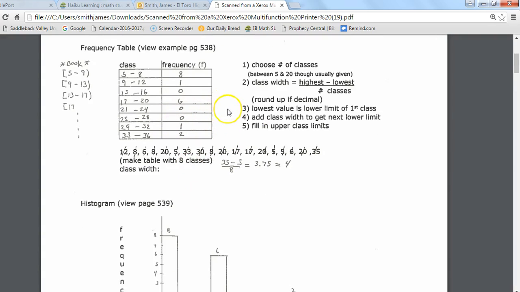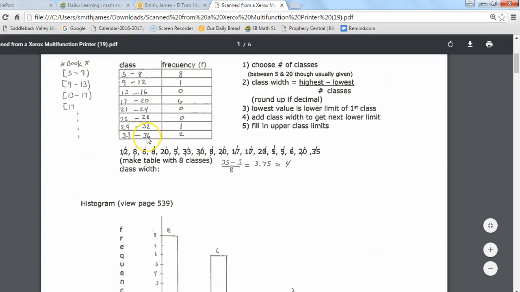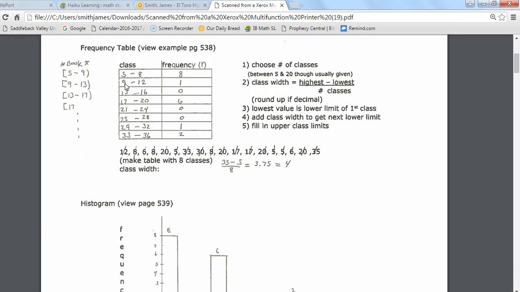There's different ways that this information can be presented to you. We're going to be looking at all those different ways of working with these statistics throughout the chapter. Just as a side note right here, you'll notice that within these classes, there is a gap from class to class. This class ends at 8, and this class begins at 9. So what if I had a data value that was 8.5?